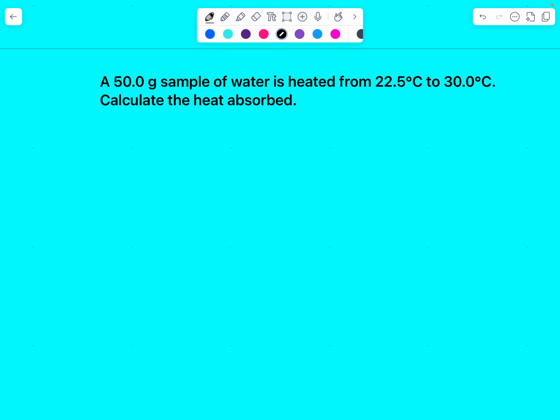A 50-gram sample of water is heated from 22.5 to 30 degrees Celsius. Calculate the heat absorbed. We know mass. We know specific heat of water. And temperature change. So this is a straight Q equals MCΔT problem. Okay, so let's get started. Let's start with delta T.